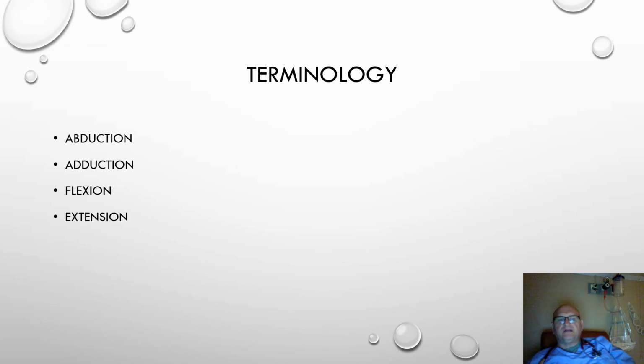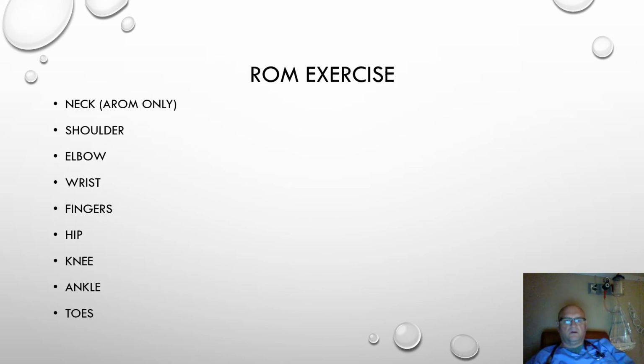So we have abduction, which is moving the joint away from the body. Adduction is moving it towards the body. Flexion is flexing the muscle, and extension is extending the muscle. Range of motion exercises: the neck is only active range of motion. Only the resident does that. If they cannot do the active range of motion, we do not do that for them. But we do the shoulder, the elbow, the wrist, the fingers, the hip, the knee, the ankles, and the toes, just like we did in lab.